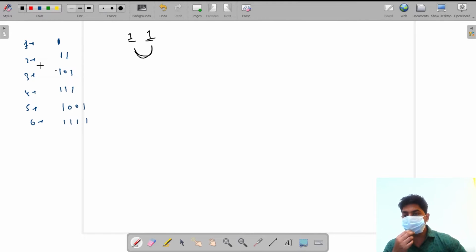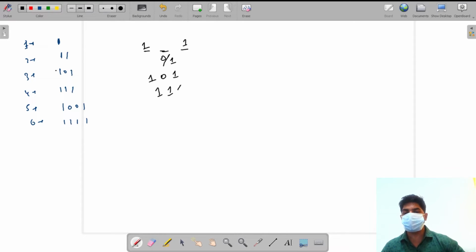So for 2 digits there is only one possible number, that is 11. Now we move on to 3-digit numbers. For a 3-digit number, the first and last digit are 1 for sure. For the middle digit we have 2 options, it can be either 0 or 1 since it is binary. So the 2 possible numbers are 101 and 111.